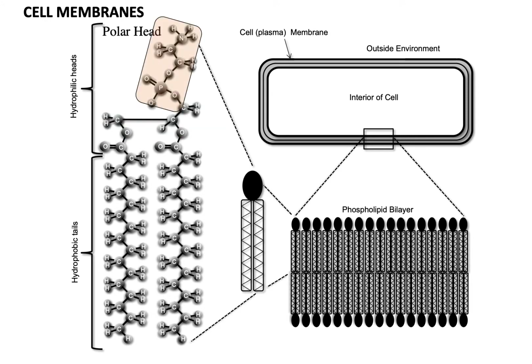The head group is always polar, so it's pointed inside of the cell and outside of the cell in an aqueous environment. They're attached through a phosphate into this other part of the head group, which is polar also. In this case, it's an amino group. In some cases, it's other molecules that are polar as well.